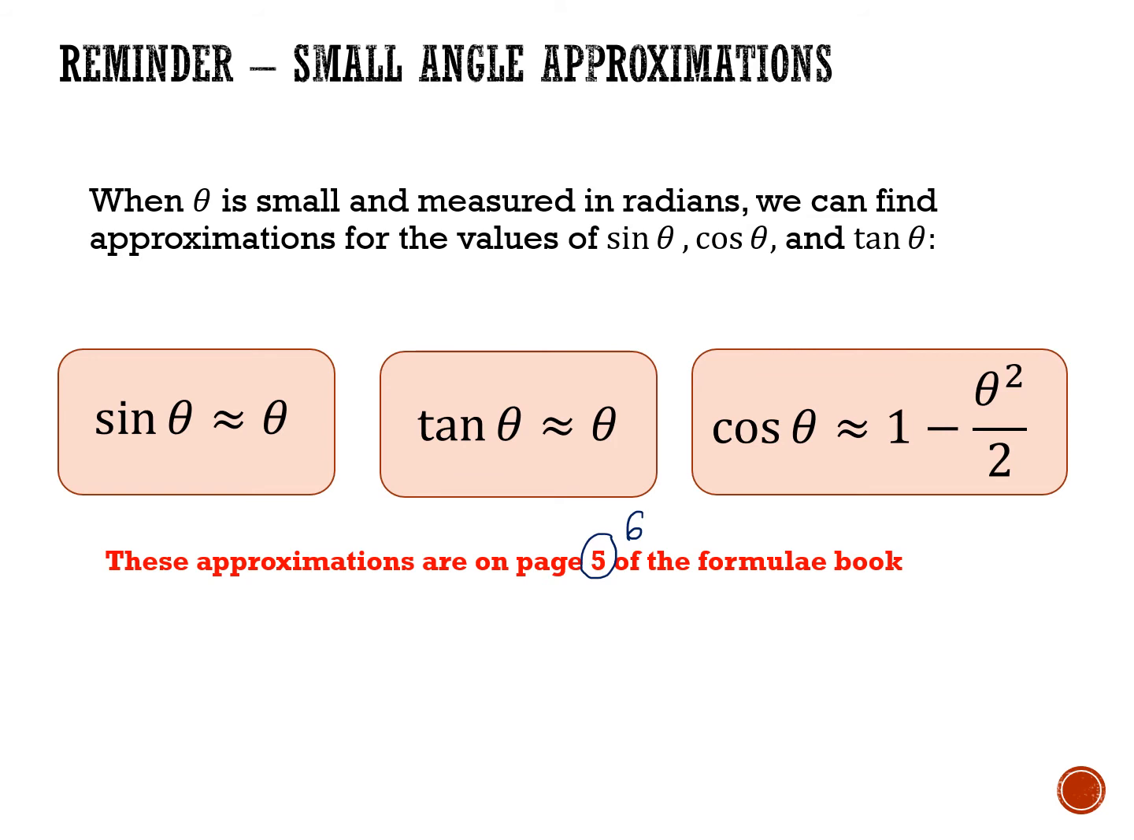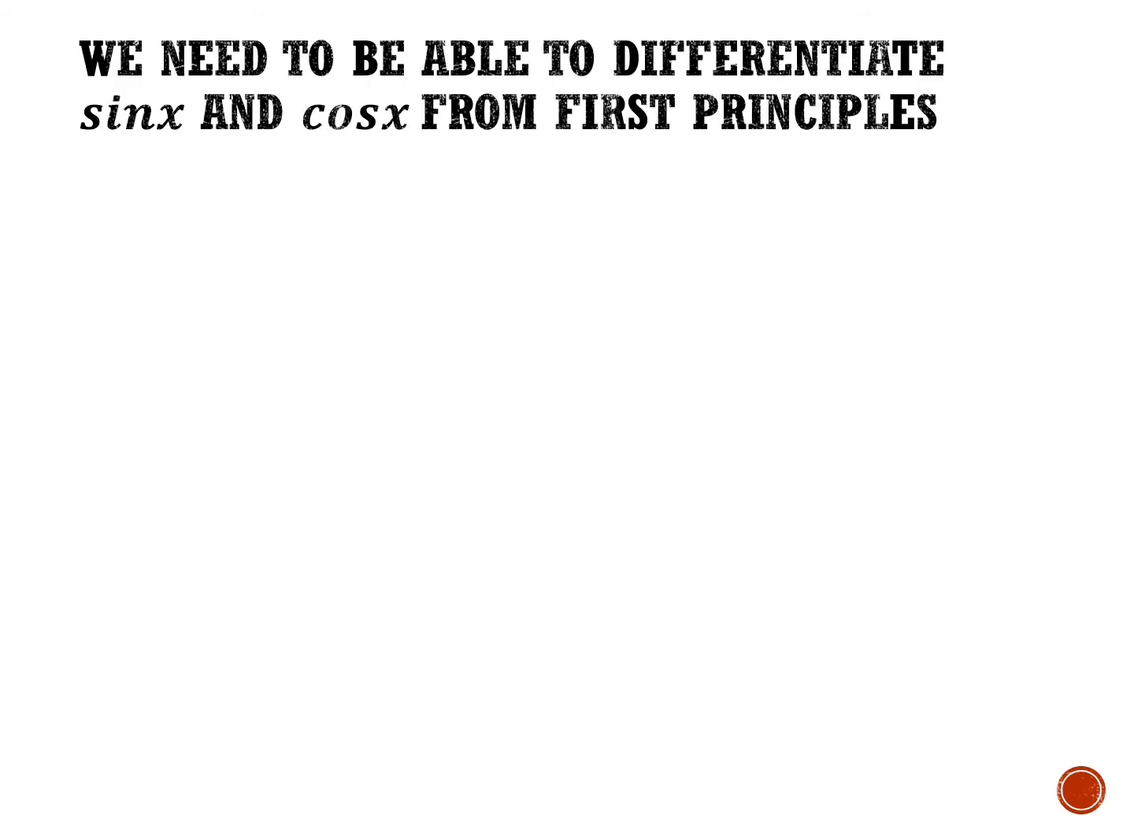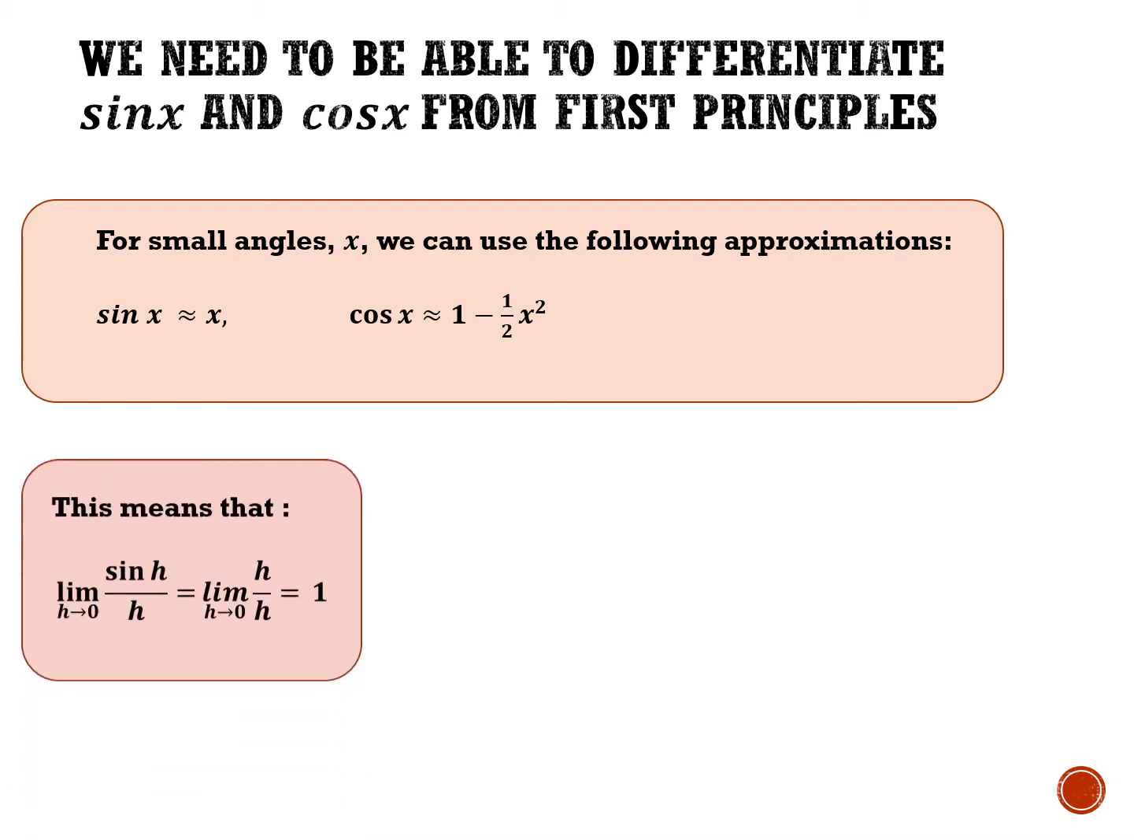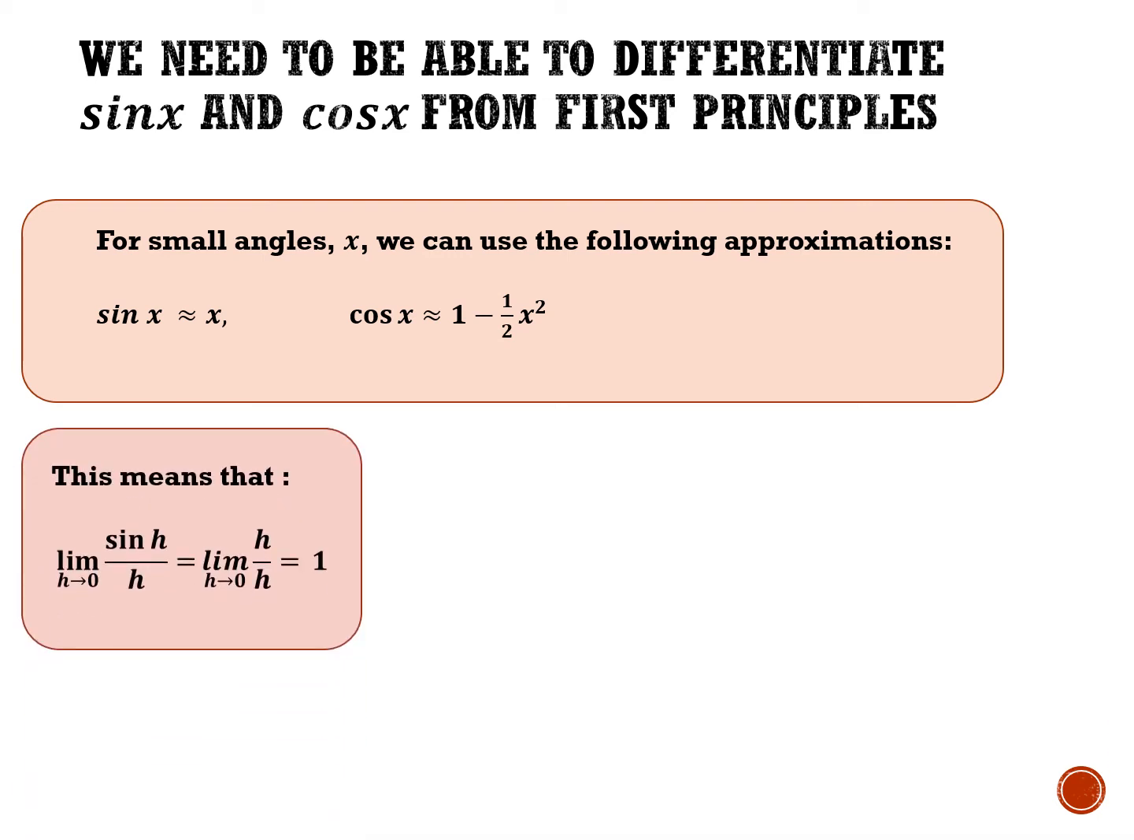Now the reason we're going to make use of these is, when we're differentiating sin x, remember sin x is approximately equal to x and cos x is approximately equal to 1 minus a half x squared. So that's our small angle approximations, but with theta replaced by x. Now remember, for these to be valid, we do need to have x in radians. So when we're differentiating sin and cos, or anything to do with trig functions, we need to be in radians.